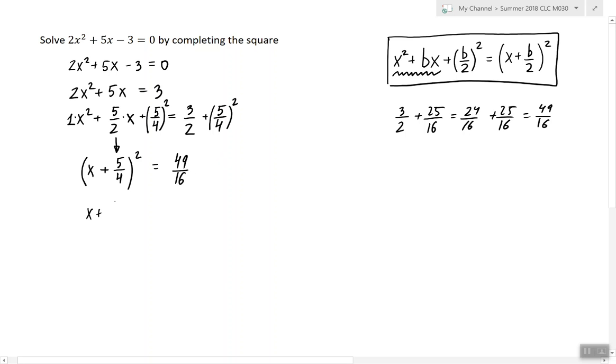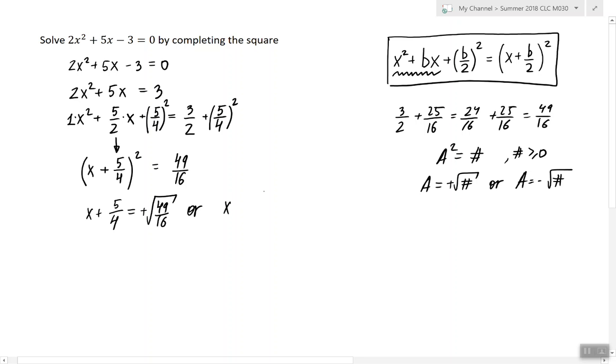Next step is to use the square root property, which says that if you have something squared equal to a number, if the number is greater or equal to 0, then what you squared is either the radical of the number or it is the opposite of the radical of the number. So we're going to use that property over here, and we obtain two equations.